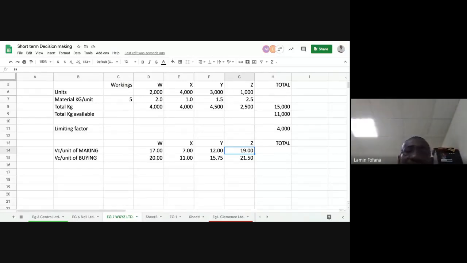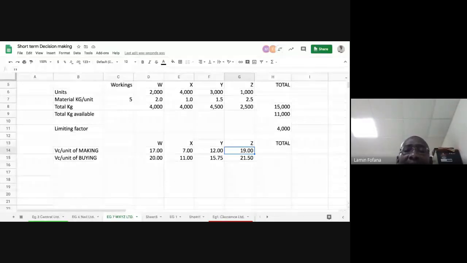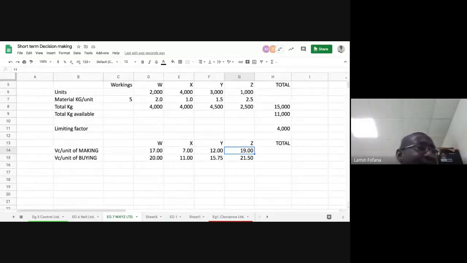So now, if we have to make some in-house and we have to buy some from outside, logically, which one should we buy from outside and which one should we make in-house? Logically, without having any accounting knowledge.